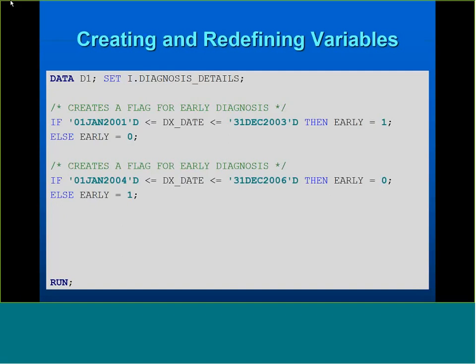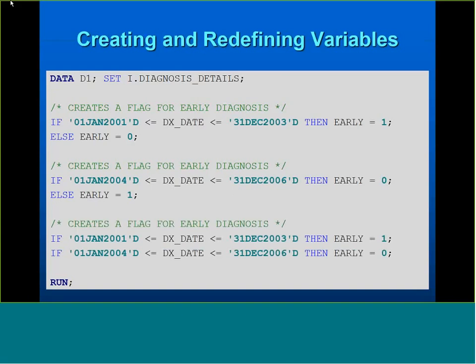There are a number of other ways that you can do this. And you can see here that in actual fact, I'm creating the variable early with exactly the same values, except I'm using a different date range. So here I'm saying, look, if it's between the 1st of January 2004 up to and including the 31st of December 2006, then early equals 0. But then else early equals 1. So that's exactly the same, just coding it in reverse. So it doesn't really matter what you do. These two statements basically are equivalent.